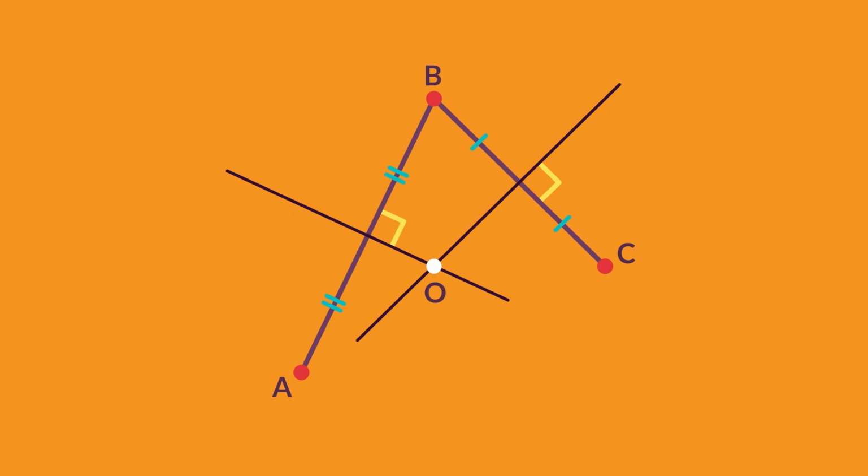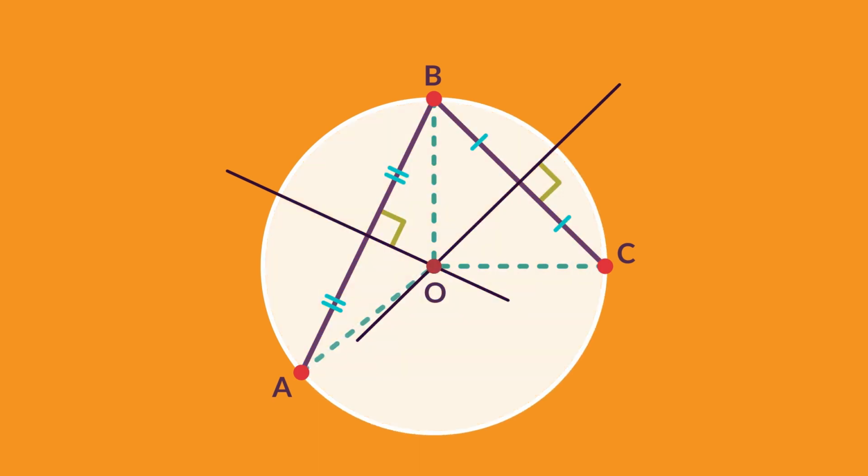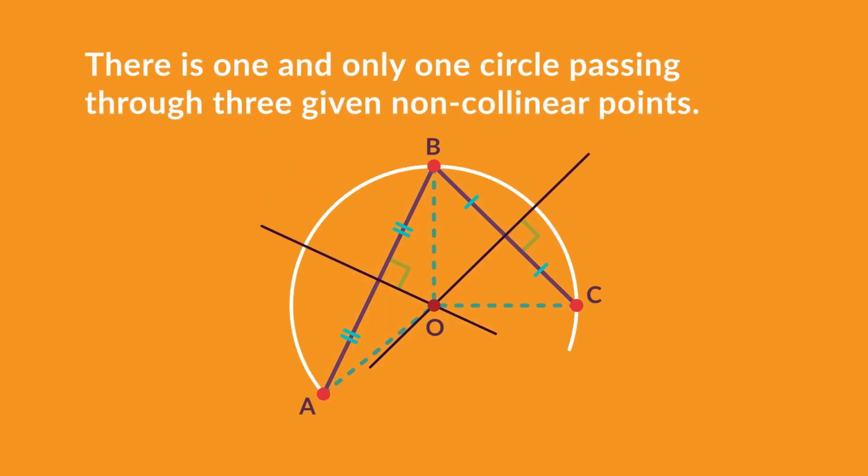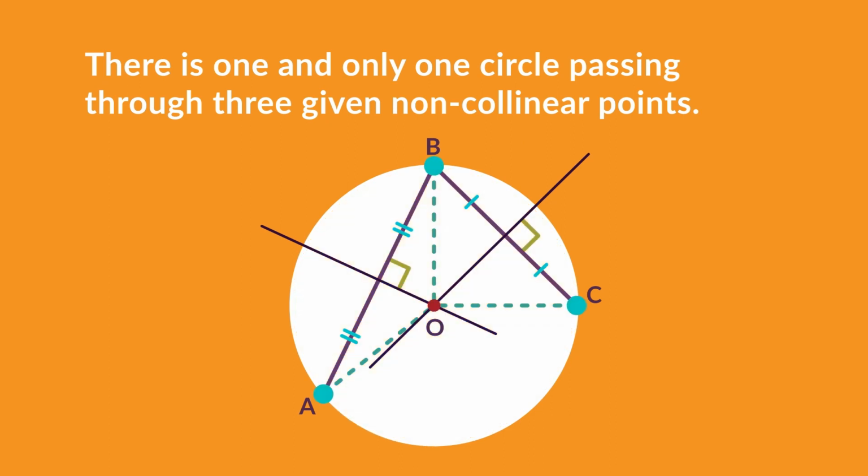The radius of the circle is the distance between the center O and any point on the circle. So if we set a compass to length OA and draw a circle, we should find it goes through the other 2 points. But can we show that this will always work and prove the theorem? That there is one and only one circle passing through 3 given noncollinear points.